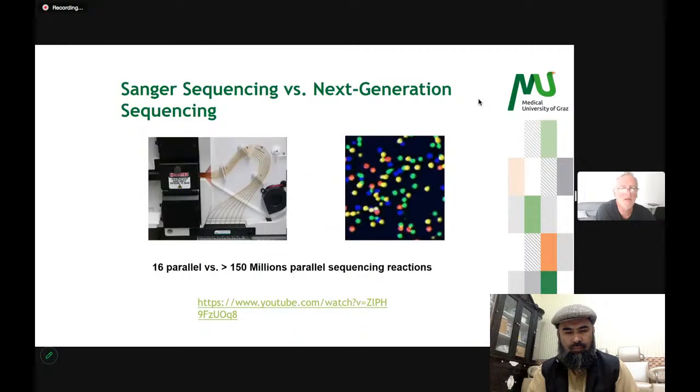If we compare it, on the left side the classical Sanger approach leads to 16 parallel sequencing reactions per hour, versus 150 million parallel sequencing reactions per run on the next generation sequencing machine. And it gets more and more, because the machines are getting bigger and bigger, and each generation offers more and more capacity.